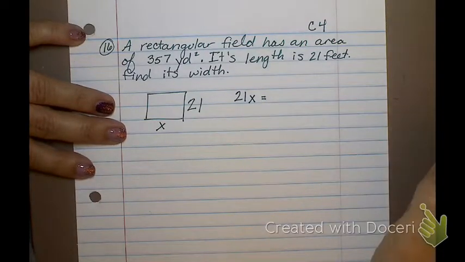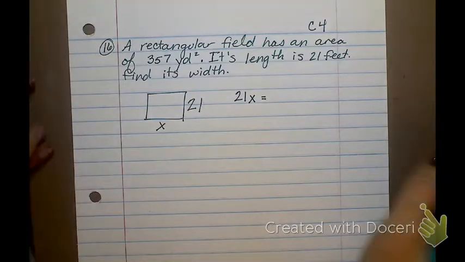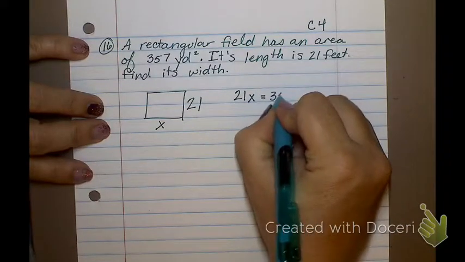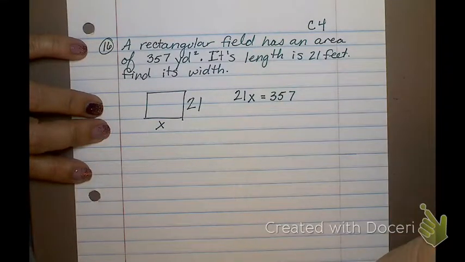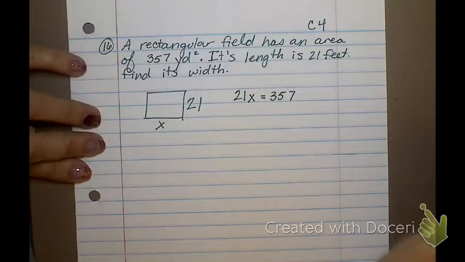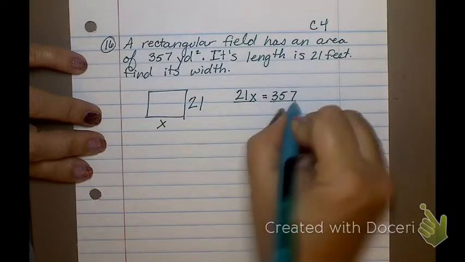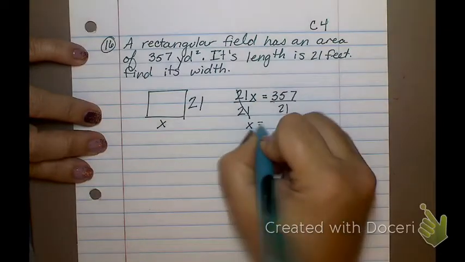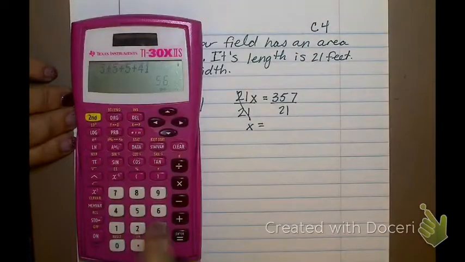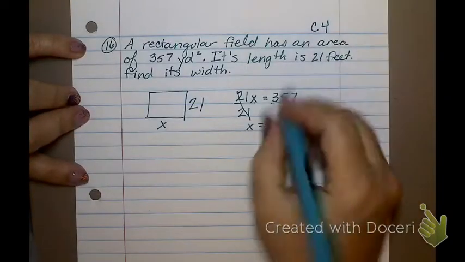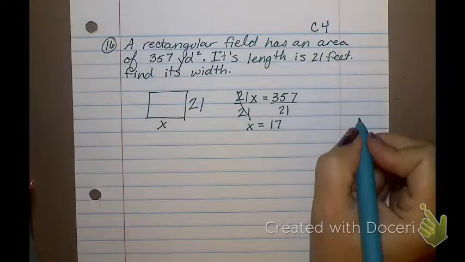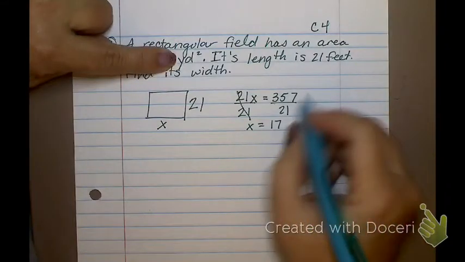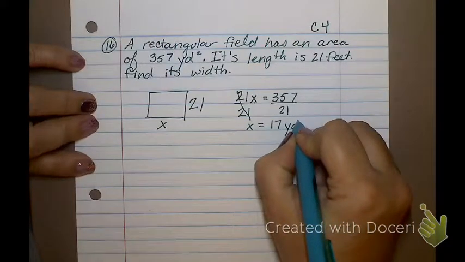That's how I calculate the area, but they tell me what the area is. It's 357. So how am I going to find x? Divide by 21, and x equals 17. And let's give that 17 a name. We're talking in yards, so that would be 17 yards.